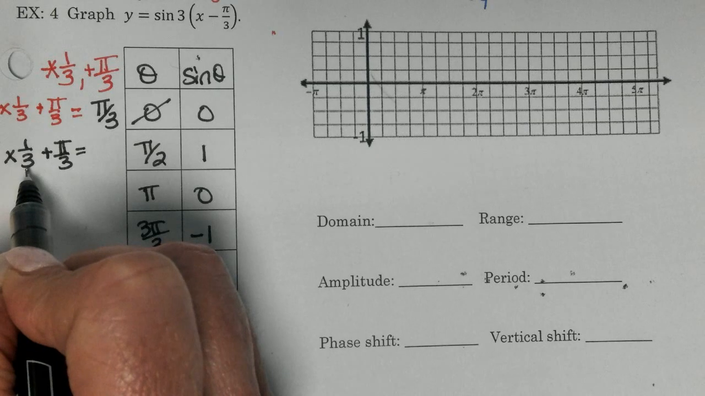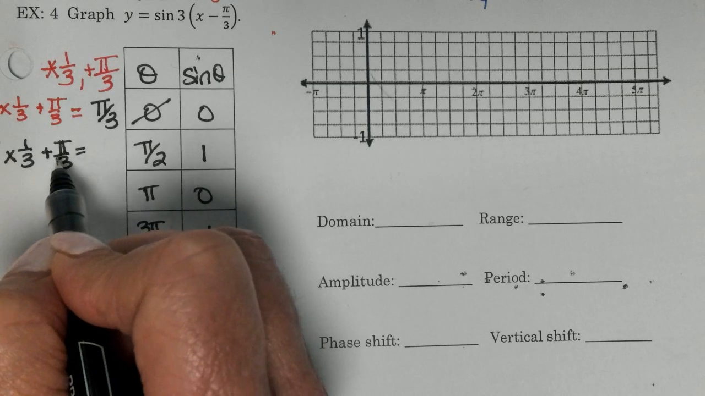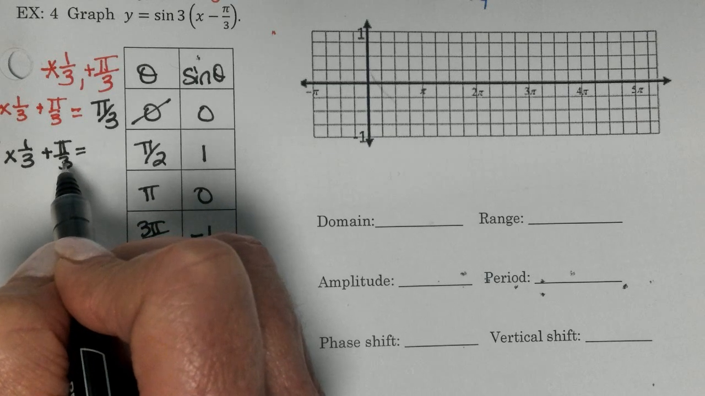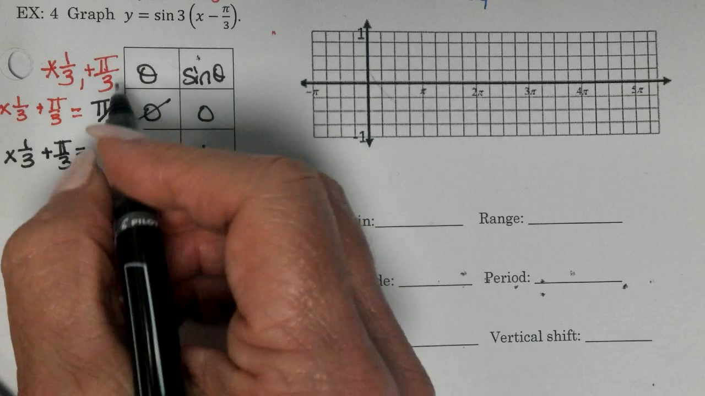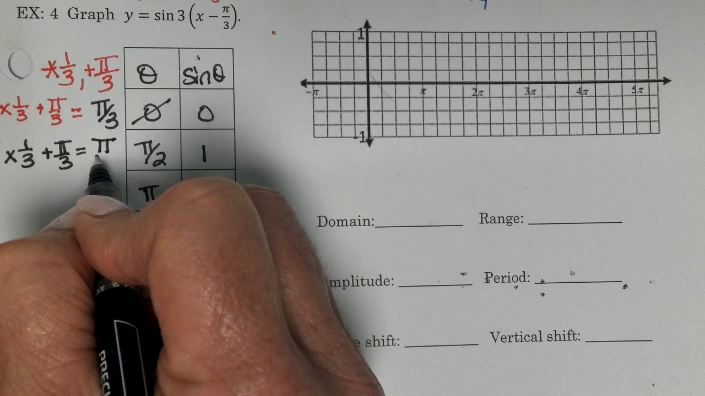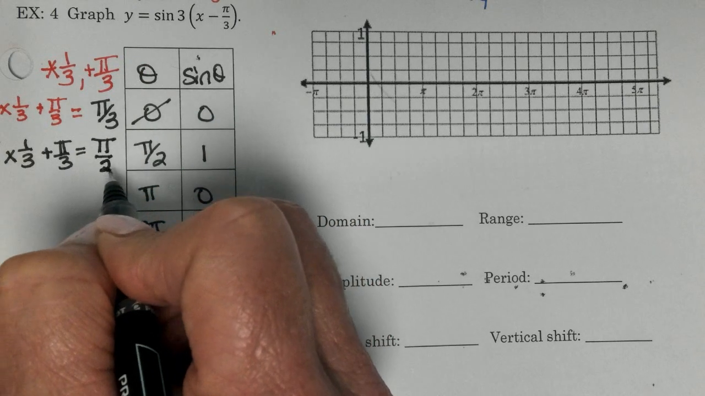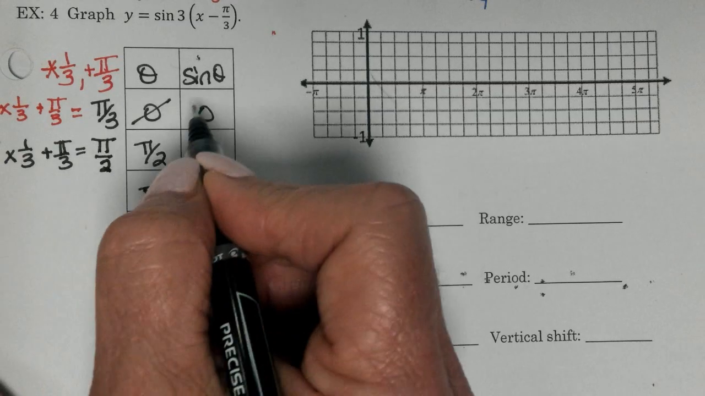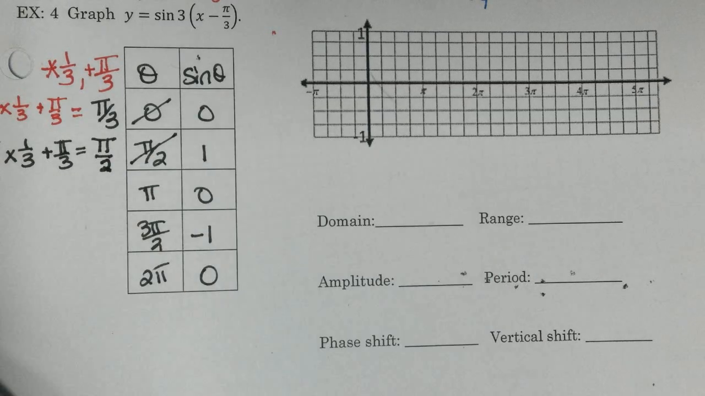Pi over 6, if you think of that as 30 degrees, plus pi over 3 is 60 degrees. 30 and 60 is 90, which is pi over 2. Oh, check it out. It's the same. Isn't that crazy? All right.